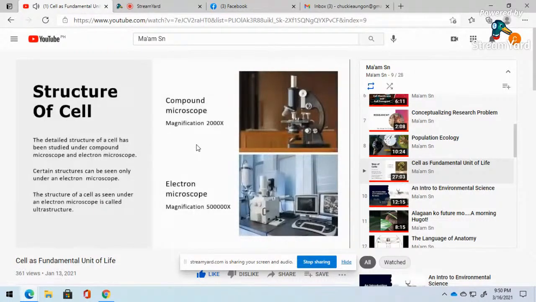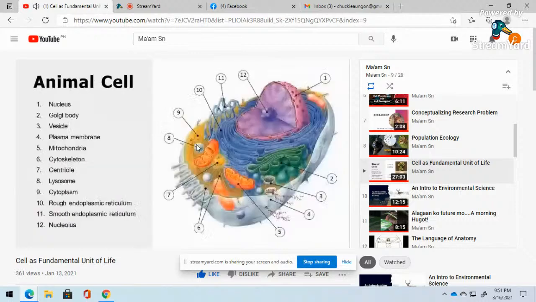So the detailed structure of a cell has been studied under the compound microscope and the electron microscope. Now certain structures can be seen only under an electron microscope, and the structure of a cell as seen under an electron microscope is called the ultrastructure. The compound microscope can magnify up to 2,000 times, while the electron microscope magnification is about 500,000 times.